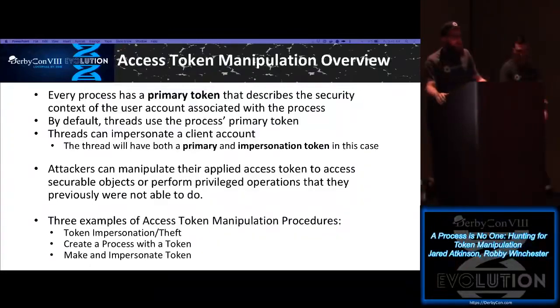Yep. Okay, so to kind of recap the little research piece that Robby discussed, every process has a primary token, right? Threads can have their own token called an impersonation token, but by default, they will inherit the primary token from the process, right? Attackers, of course, can manipulate the tokens, apply different tokens to the thread that they're executing from, and then they're able to operate under the context of a different user, or maybe a more privileged user. Talking with some red teamers, some of our offensive research guys, we've broken this up into 3 different procedures that you might use to accomplish access token manipulation.